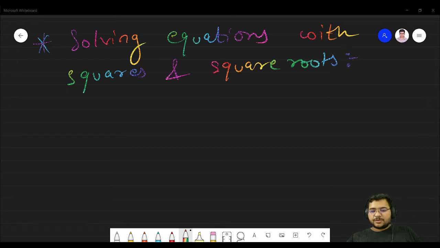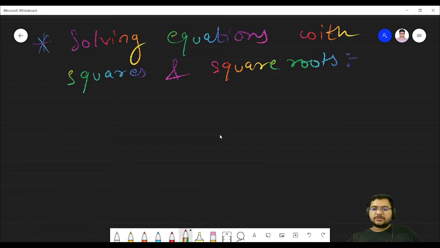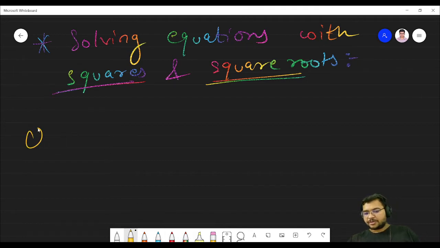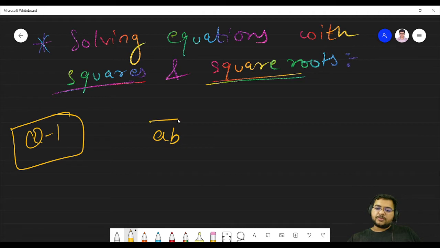Hi friends, so today we are going to learn how to solve equations when we have to perform a square or square root. Okay, if there is a square or square root in the equation. So let's start with the question as usual, and let's say the question is: given root of a times b equals a minus b.